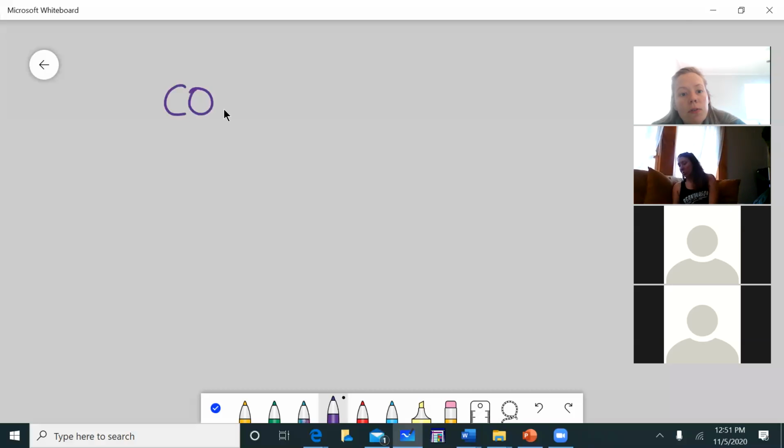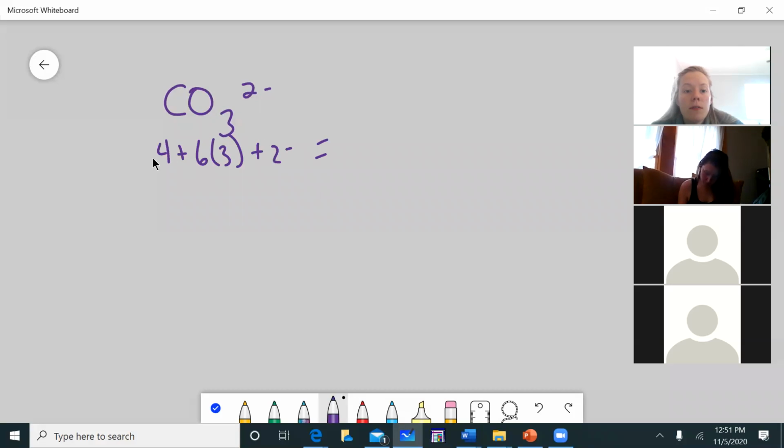So we have CO3 with a 2- charge. Carbon is going to bring 4. Each oxygen brings 6, and there's 3 of them, and then we add the 2- charge. So I have a total number of electrons. I'm writing my Lewis dot structure for this. I have a total of 24 electrons.